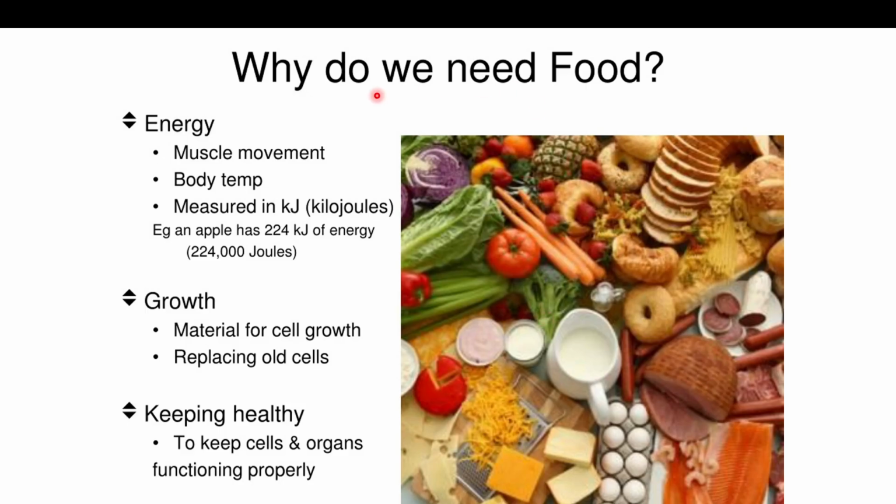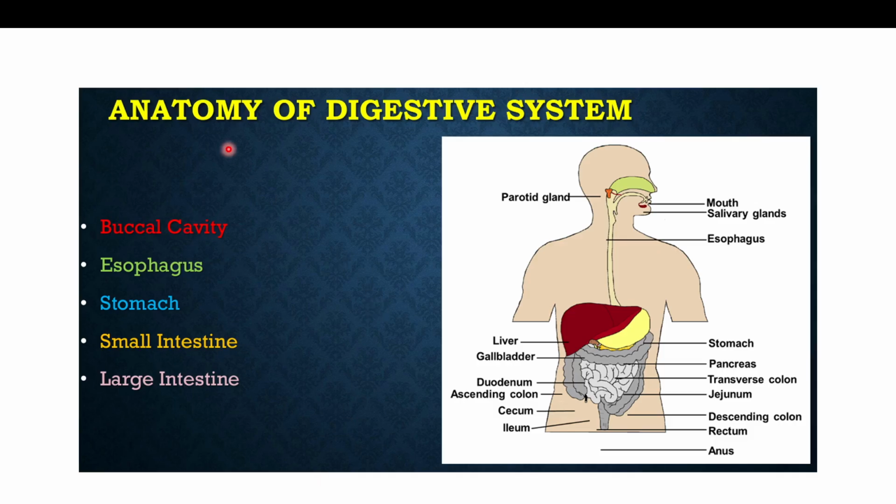So why do we really need food? For energy, muscle movement, maintaining the temperature, carrying out the different metabolic reactions. Definitely for growth. It gives us the individual materials for cell growth and for removal of aging cells, senescent cells, and also to keep the body cells and body healthy, to keep the organs functioning properly.